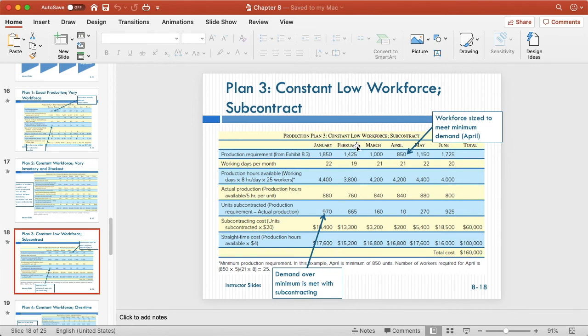Okay? So under this plan, every column is separate. Okay, it's different from Plan 1 or Plan 2. In this plan, every column is separate. You see that for every column, you have the subcontracting cost and the corresponding production cost. And you can see that among all of the columns, this column's subcontracting cost is lowest. Why? Because the production requirement itself is lowest, right? This is the lowest. That's why the subcontracting cost for this specific amount is lowest.